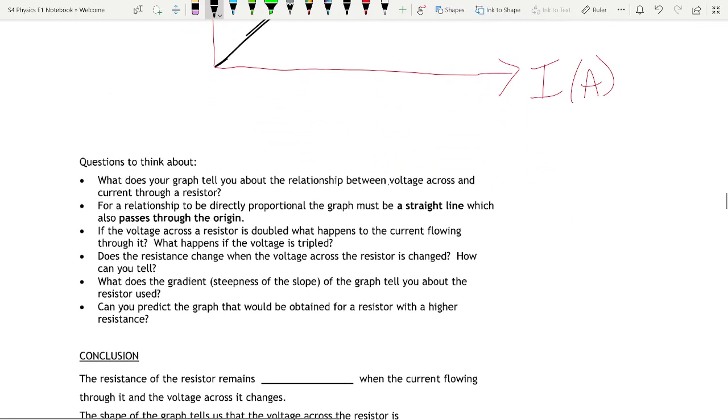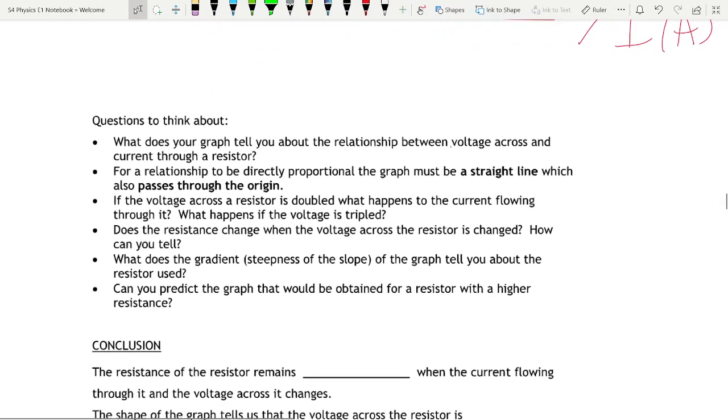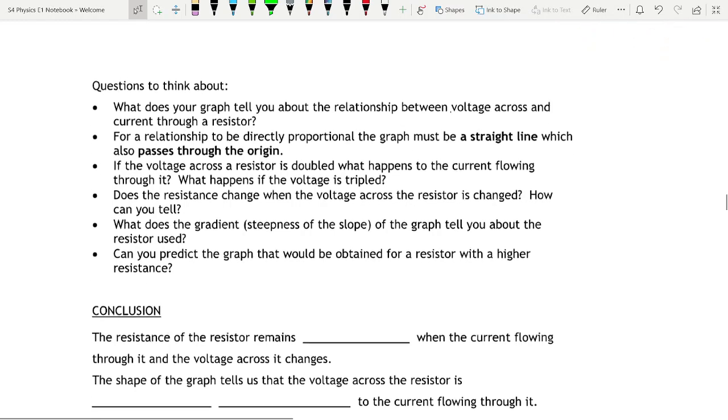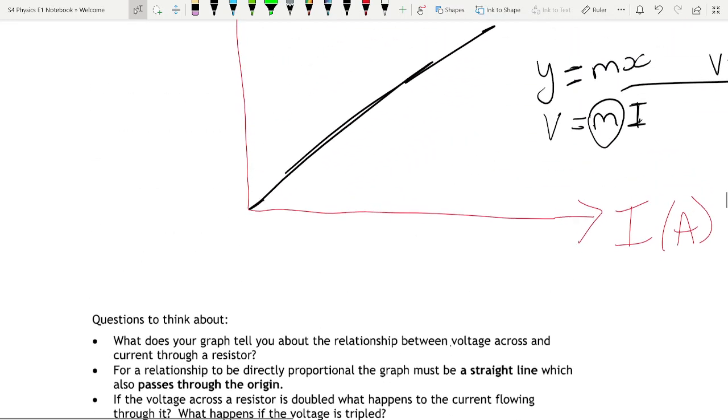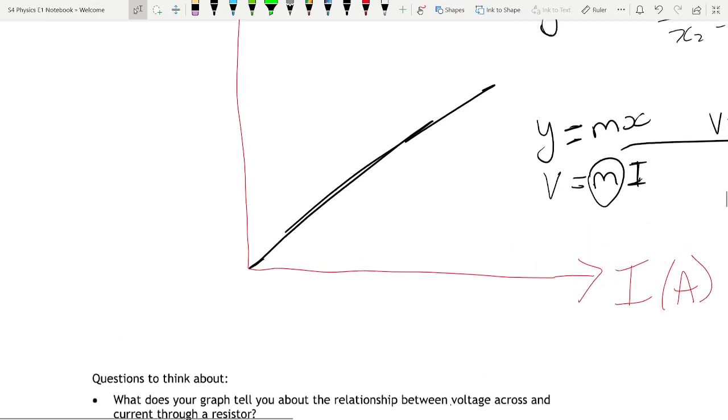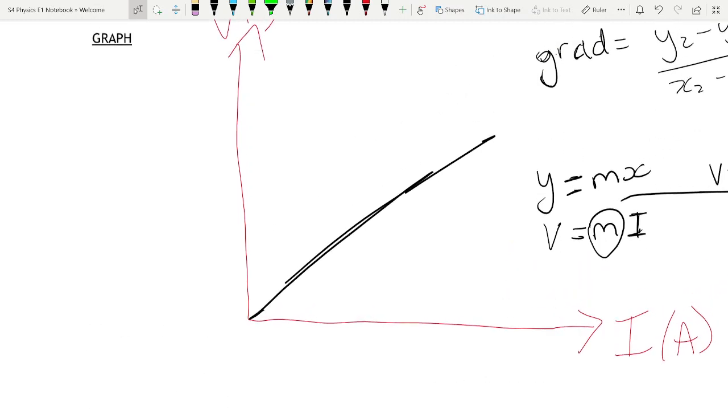So then I asked you to think about the questions. What does your graph tell you about the relationship between voltage across and current through the resistor? Cameron, I know you got this one. Yeah, as one goes up, the other goes up. Yep. The second one isn't really a question. For a relationship to be directly proportional, the graph must be a straight line which also passes through the origin. So we have a directly proportional relationship. So as one goes up, the other goes up.